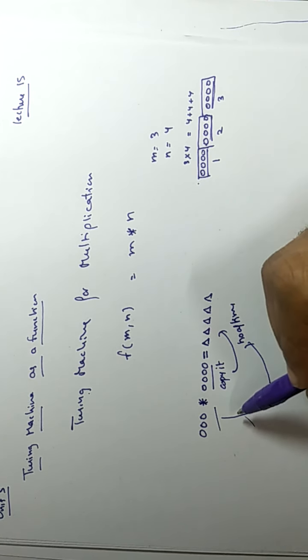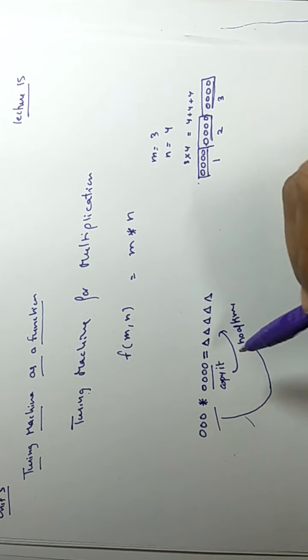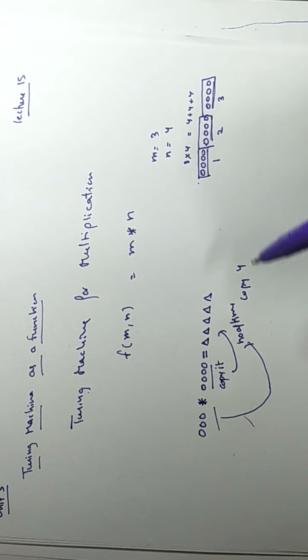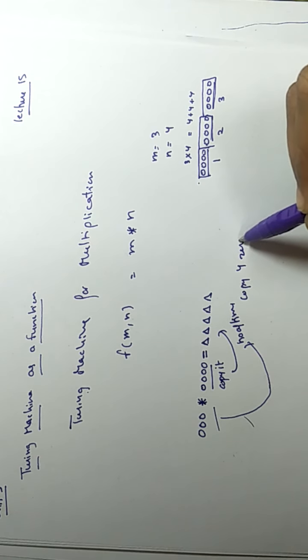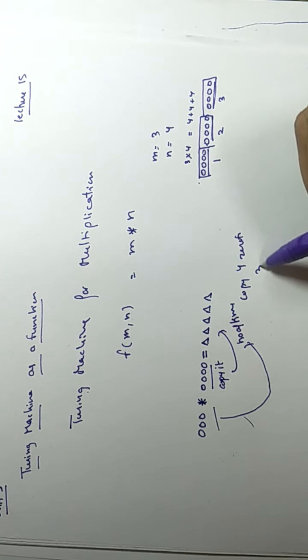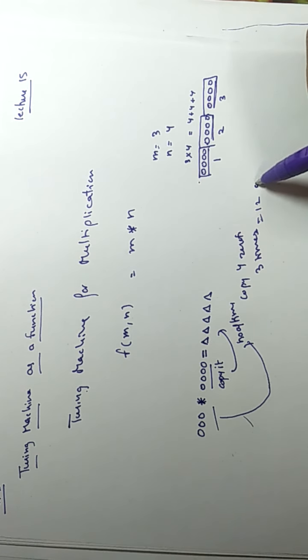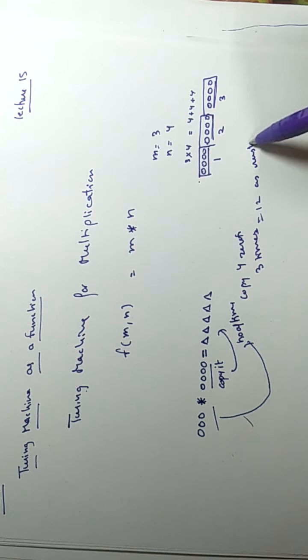We will copy 4 zeros 3 times. We will get 12 as the result.